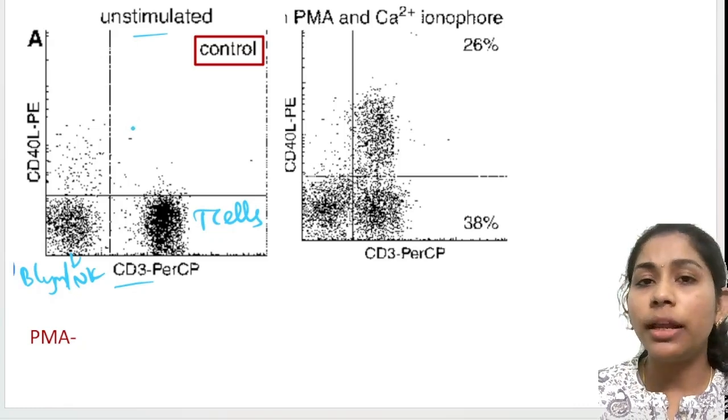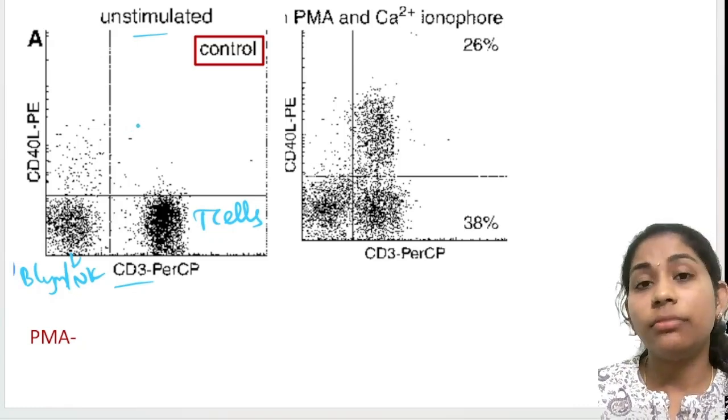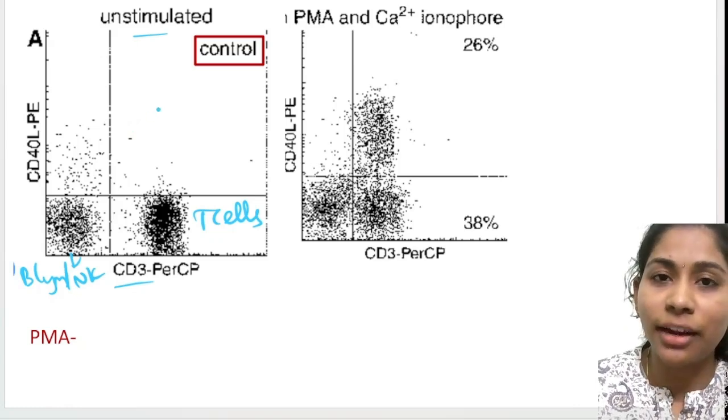But to detect in flow cytometry, how will we create that infection kind of situation? How will we create? We can't infect the flow cytometry. We can't infect the machine, right? So how will we create?